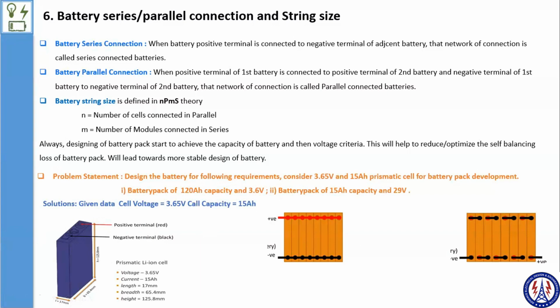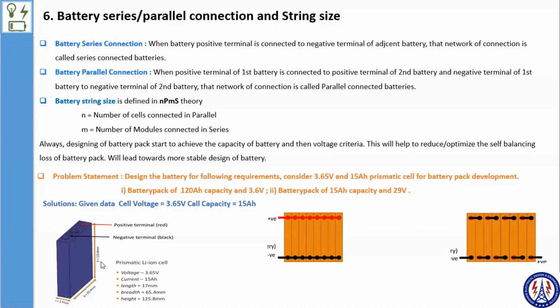Now you have two problem statements. One, you need to construct a battery pack of 120 Ah capacity, and the voltage is 3.6 volt, for the particular battery pack. And the second battery pack you need to form is 15 Ah capacity and 29 volt. These two battery packs you need to construct by using this particular cell.